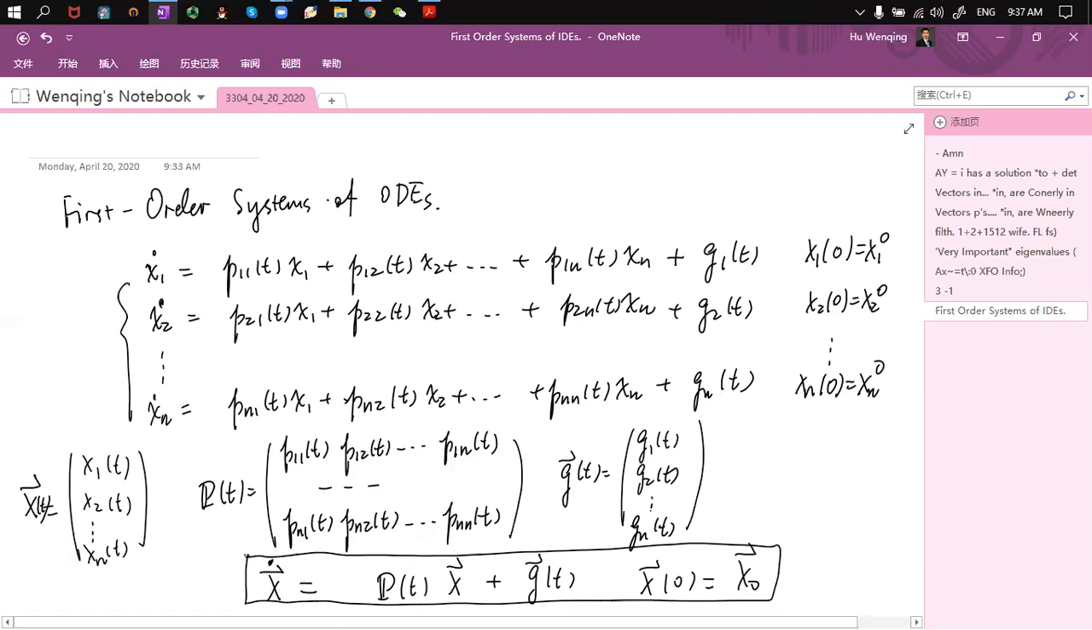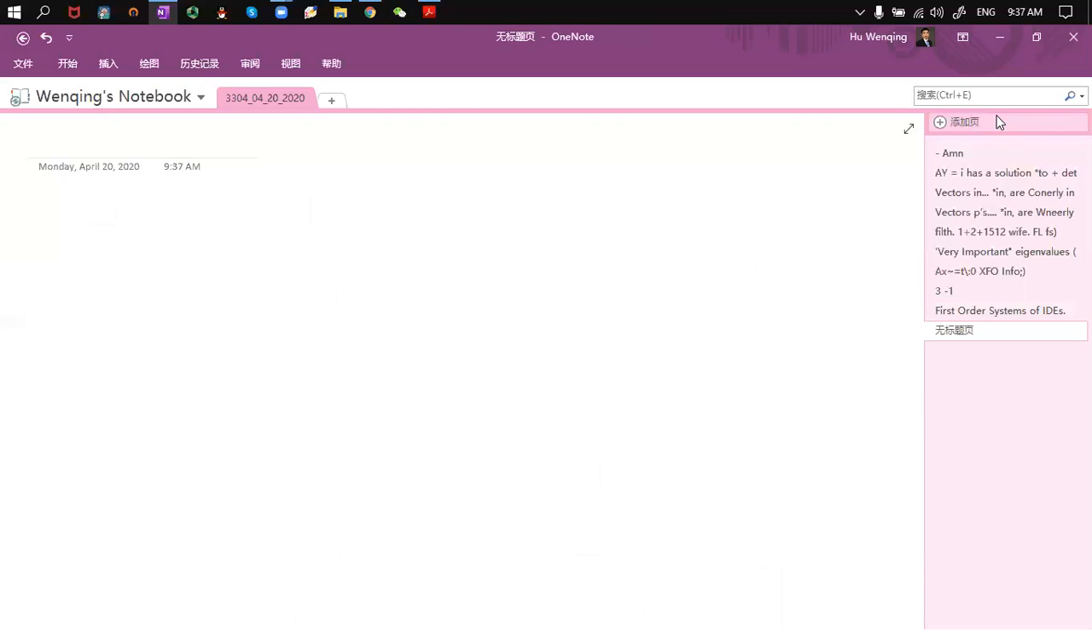Now it turns out that this is the crucial thing for the success of our theory. In particular, if you have an equation like this, x dot is equal to p of t multiplied by x plus, let me say, g of t, then you have this system.